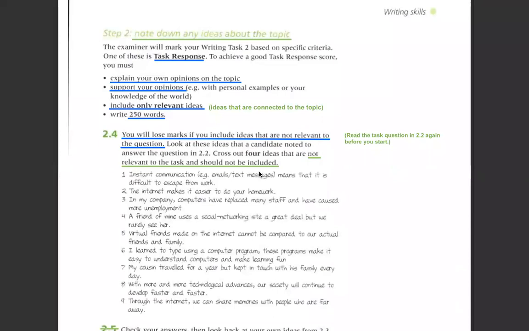All right, so something that's really important is making sure that your ideas are relevant, which means they're connected to the topic. So this has to do with your task response. So this is the first criteria. So to get a good score for this, you should explain your opinion on the topic like we just did. Support your opinion with personal examples or your knowledge of the world. And only include relevant ideas. So that means ideas that are connected to the topic. If you start talking about things that are not connected to the topic, you're going to lose marks for this.